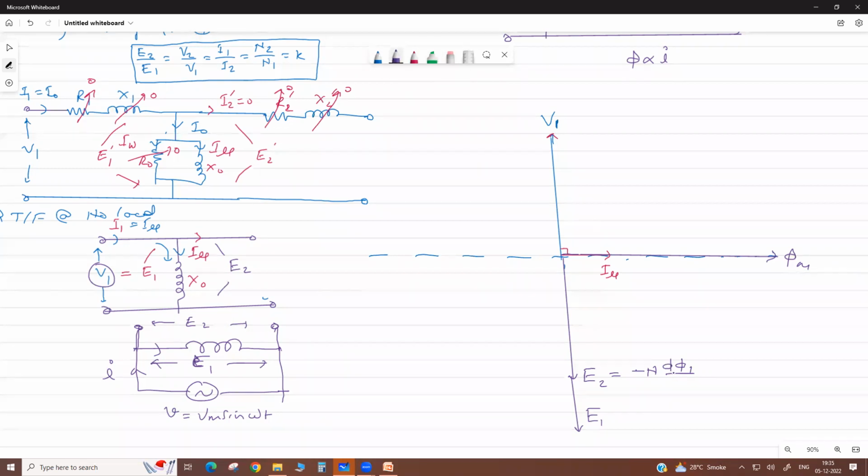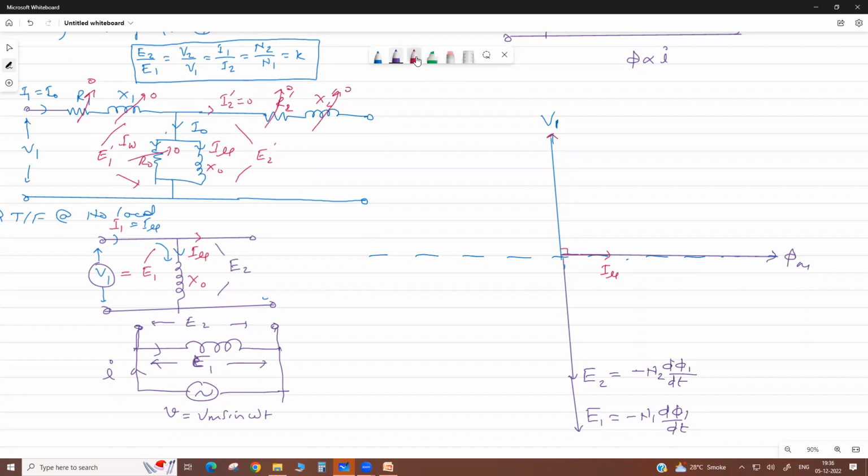d phi 5 by dt, n1. Sorry, it is n2. No, flux is same. n2 d phi 1 by dt. Okay, this is my n1 d phi 1 by dt. It is phi 1 flux. Here it is also phi 1 because flux is same. Number of turns. It is negative because it is opposite to V1. That's why its polarity is opposite.